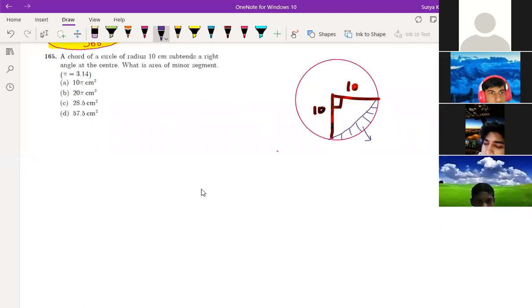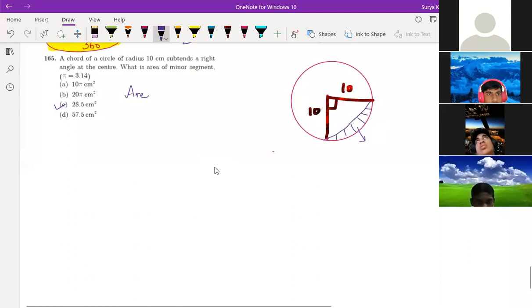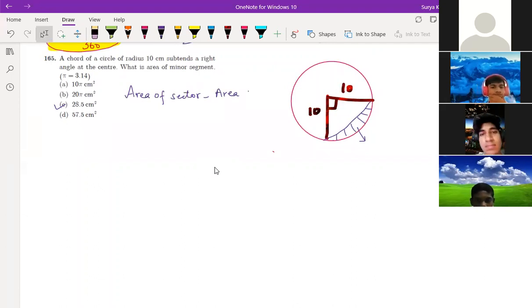So the answer is C, sir. 28.5. So this is the question like this only, no? Area of circle minus area of right angle triangle, correct? No, what you should do is area of sector minus area of right angle triangle. So area of sector is theta by 360, means 90 by 360 into pi r square, radius is 10 into 10, minus half base into height.